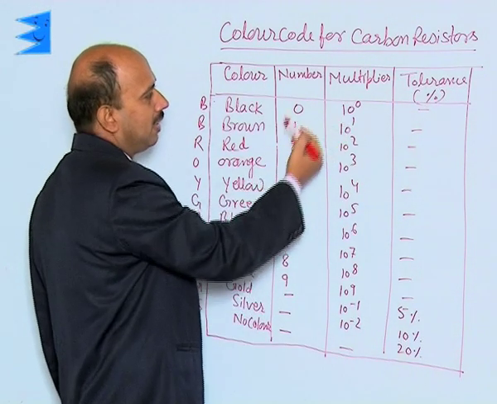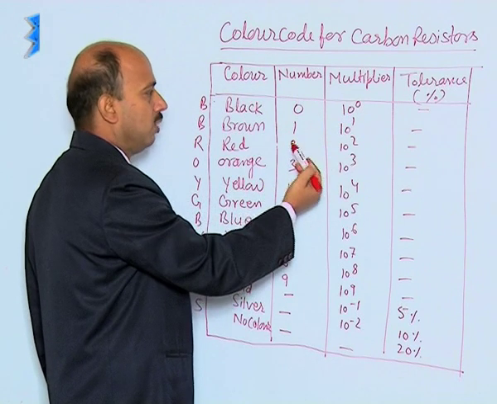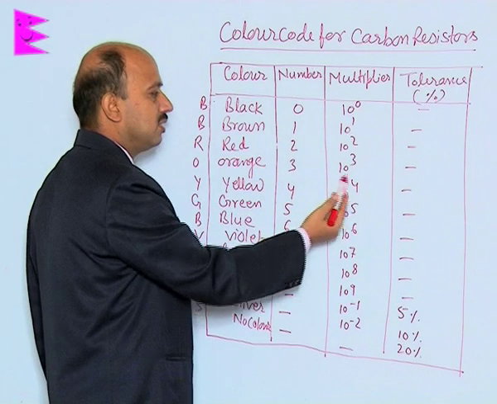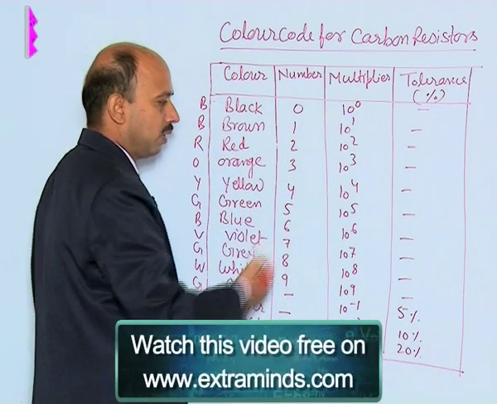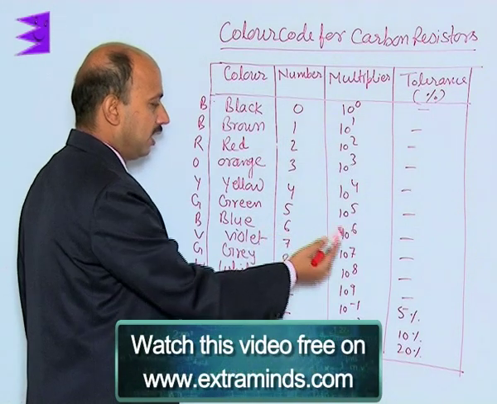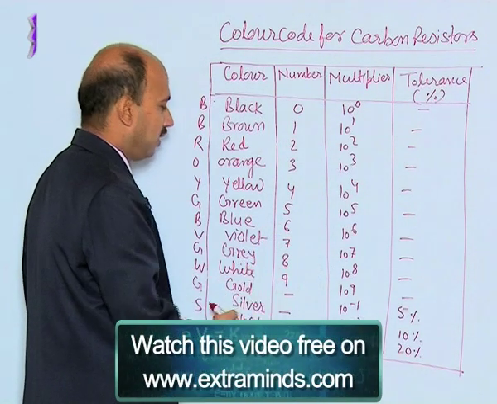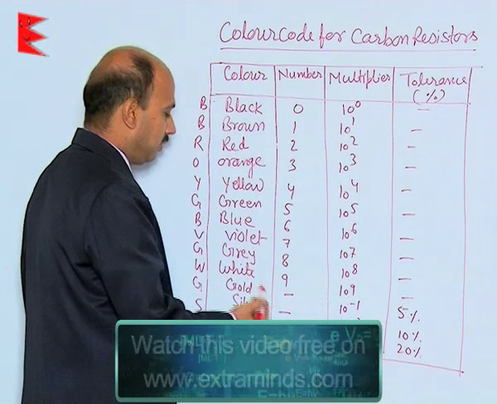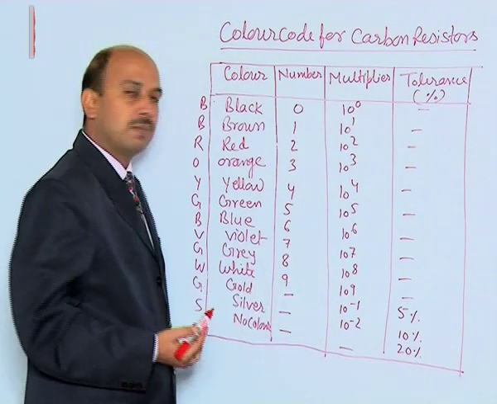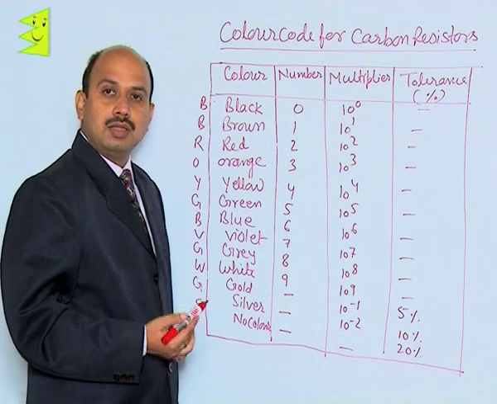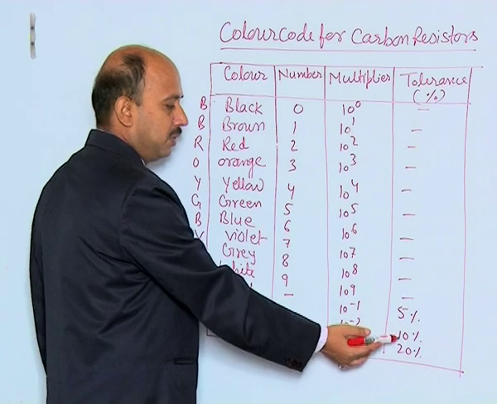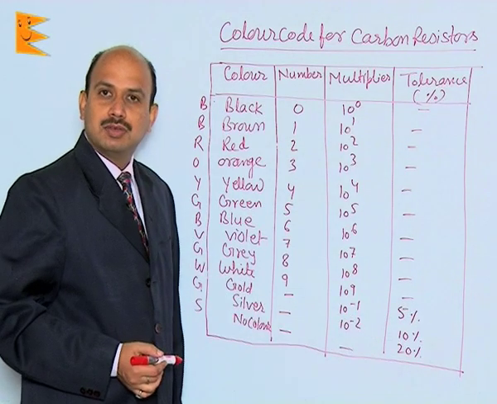There are certain multipliers taken. For black 10 raised to power 0, for brown 10 raised to power 1, for red 10 raised to power 2, for orange 10 raised to power 3 and for yellow 10 raised to power 4. And for green 10 raised to power 5, for blue 10 raised to power 6, for violet 10 raised to power 7, for grey 10 raised to power 8, for white 10 raised to power 9, for gold 10 raised to power -1, for silver 10 raised to power -2. There is tolerance for gold, silver and no color, that is 5%, 10% and 20%.